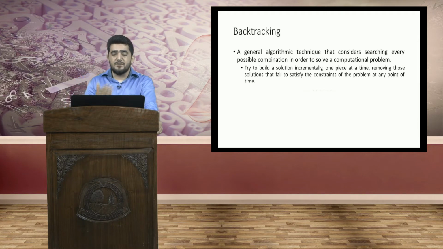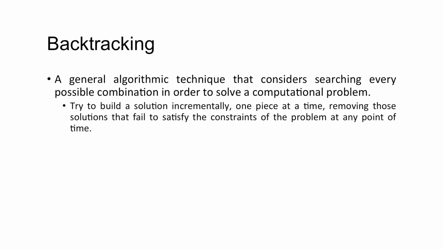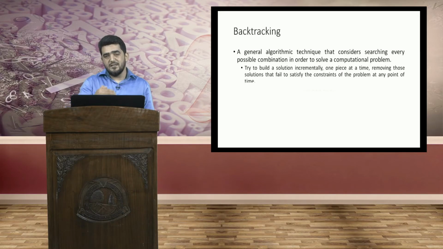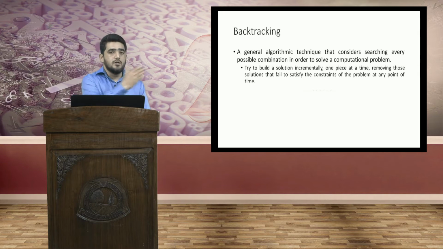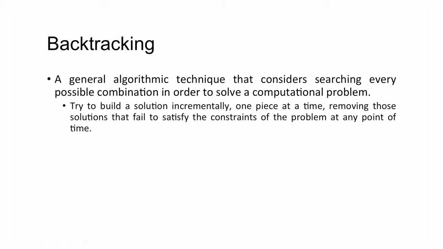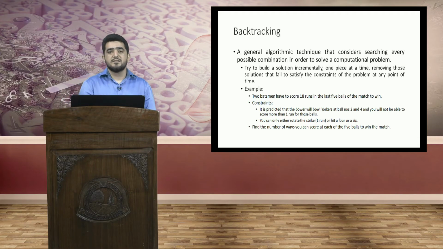So backtracking tries to build a solution incrementally, one piece at a time, one step at a time, and it tries to remove those solutions that fail to satisfy certain constraints that are imposed on the problem at any point of time. While finding the solution at any particular step, if we find that a particular choice may not lead to an optimal solution, then we'll simply stop expanding the other possibilities that follow from that particular point. It will be more clear if we take a simple example.